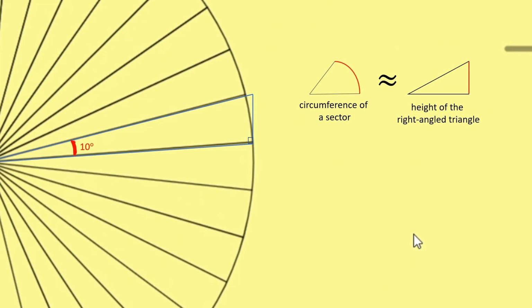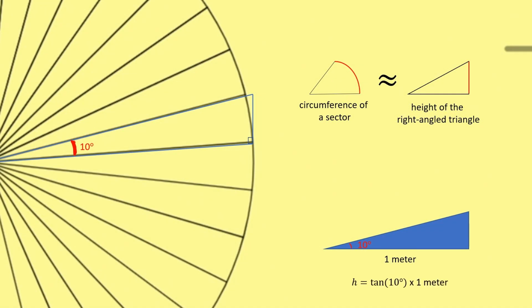Let's extend this concept further. We form a triangle, look at its properties. The length of the base is the same as the radius, also, the angle of the sector I just mentioned is the same as that of the triangle. So we can use trigonometry to find the height, just tan 10 degrees times 1 meter.